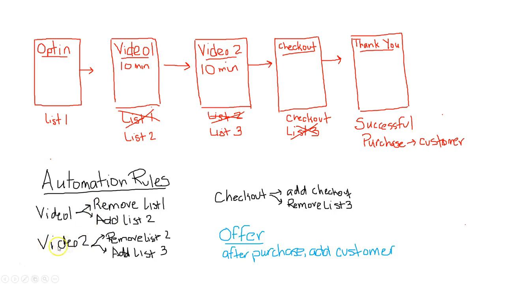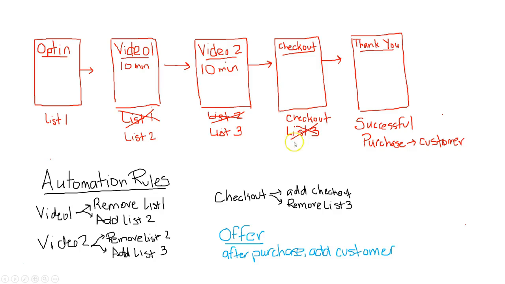And then for video 2, that's another rule. That means when they hit the video 2 page, we're going to remove them from list 2 and we're going to add them to list 3. So that's another rule that we're going to set up in the system. And then the next one is the checkout rule. And for the checkout rule, when they land on the checkout page, we're going to add them to the checkout subscriber list and then remove them or move them from list 3.